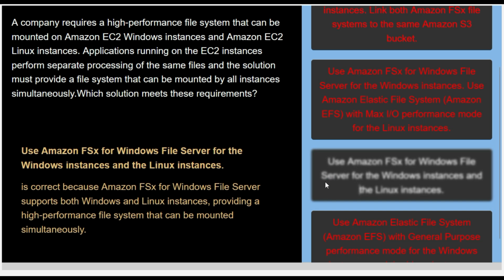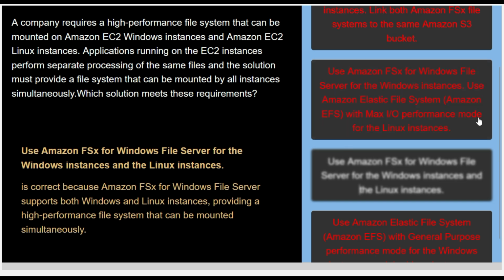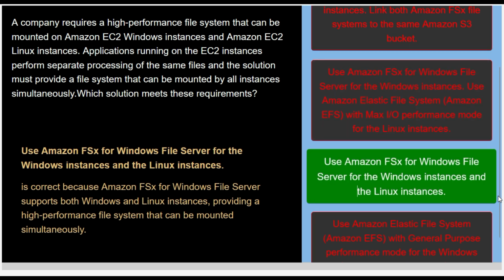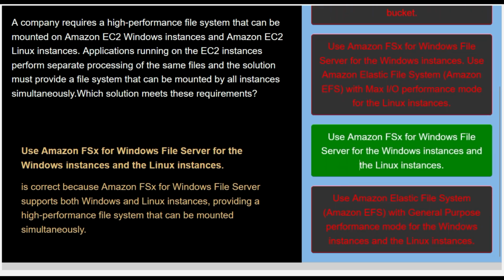Use Amazon FSx for Windows file server for the Windows instances and the Linux instances. This option is correct. Why? Because Amazon FSx for Windows file server supports both Windows and Linux instances, providing a high performance file system that can be mounted simultaneously. Okay. So at the end, your option number 3 is the correct answer. All the others are the wrong answers, as you can see.